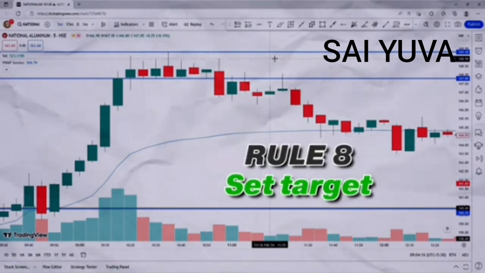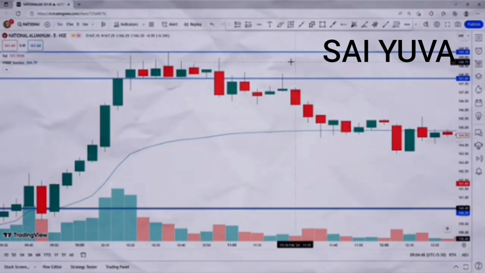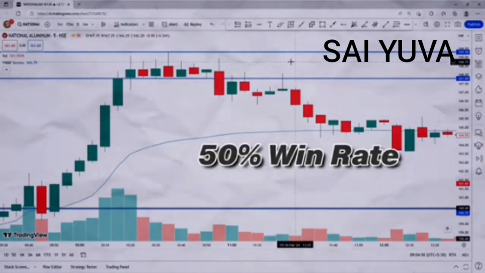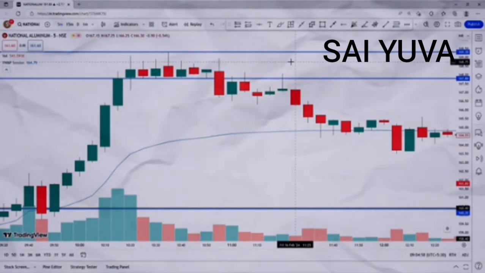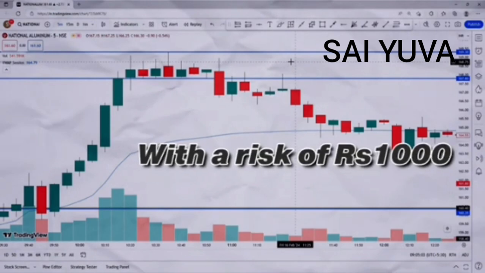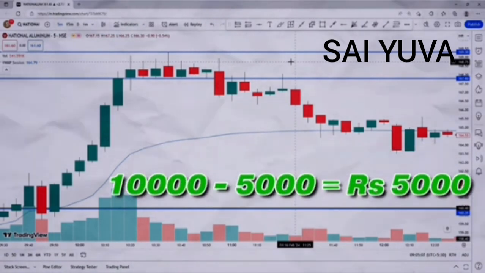Now it's the turn of the target. Now you can take the target in two ways. If you are a risky trader, then you can use a trailing stop loss. Otherwise, it will be best for you to go according to 1:2, so that even if you get a 50% win rate, still if 5 out of 10 trades are profitable, in those 5 trades you will get a 10 risk reward, and in the remaining 5 losses, you will get a -5.